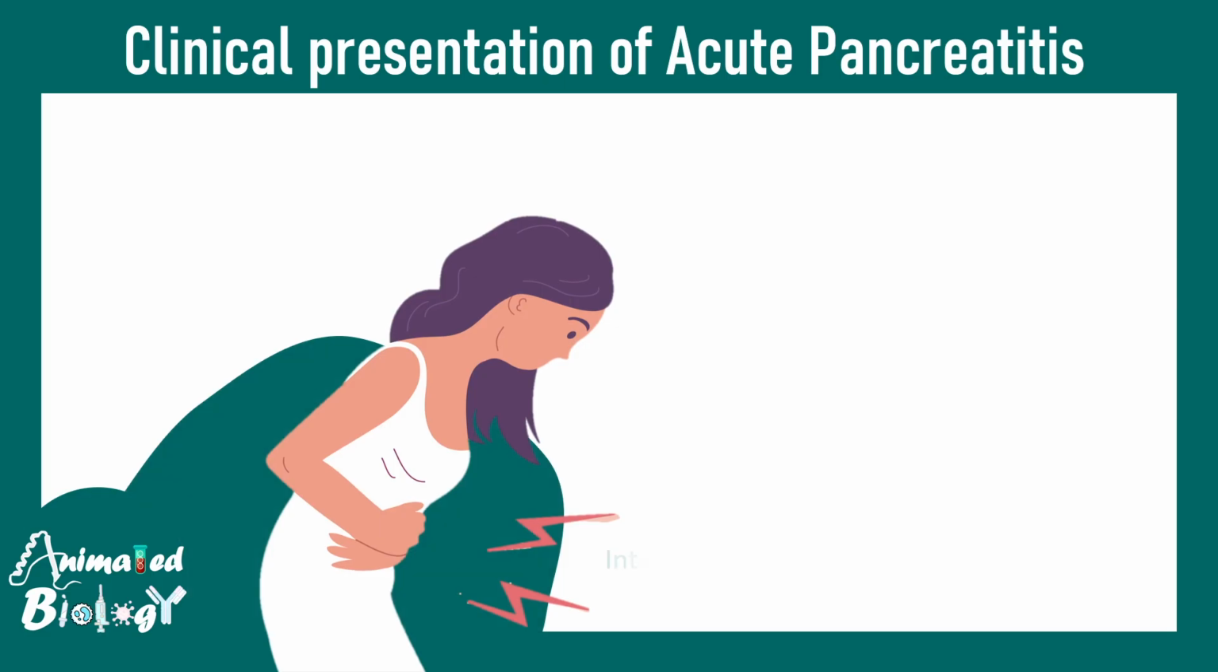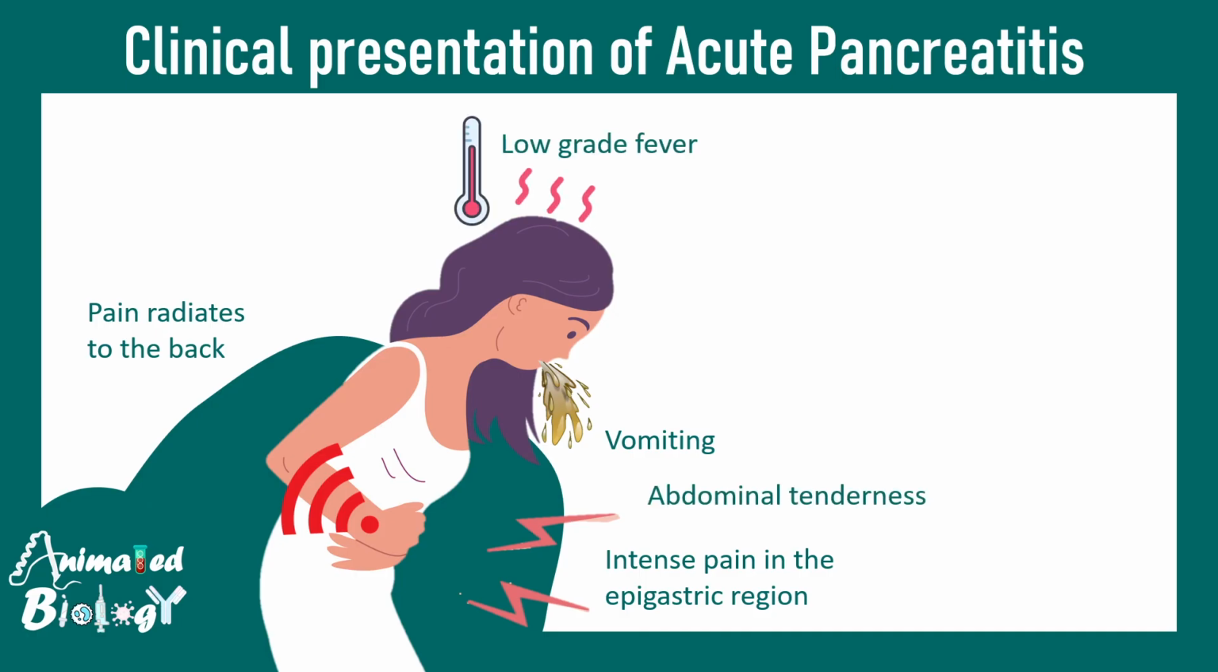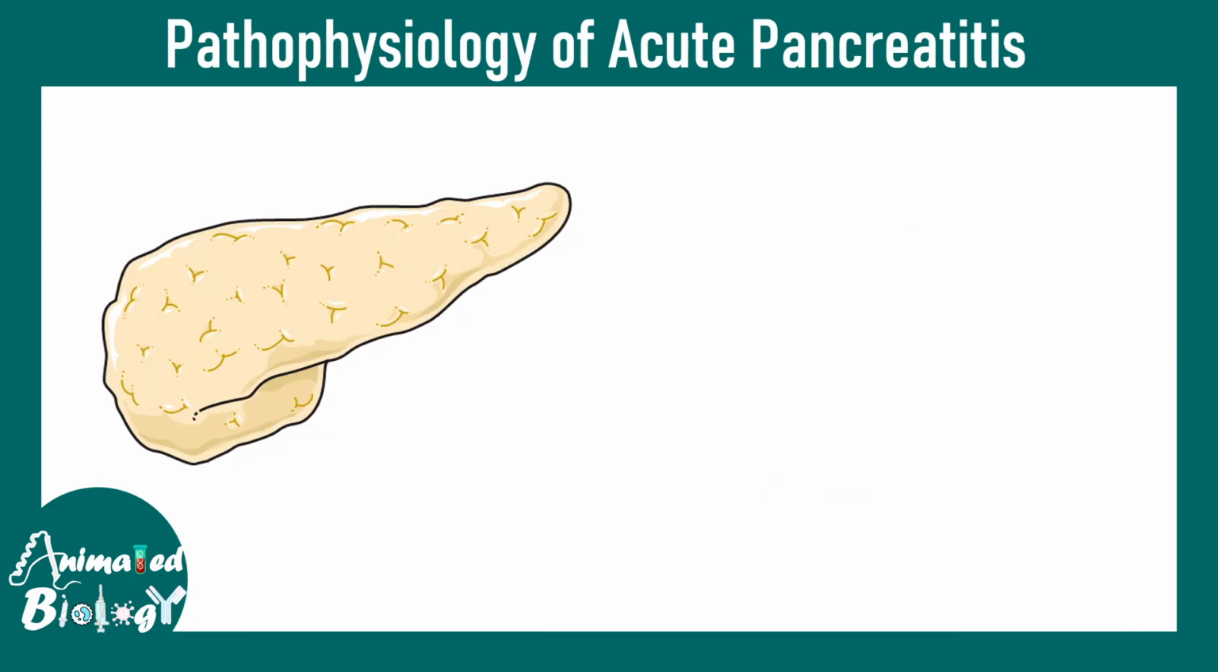The clinical presentation of acute pancreatitis is intense epigastric pain. Pain can radiate to the back, with vomiting, abdominal tenderness, low-grade fever, tachycardia, etc. The diagnosis is based on all these clinical symptoms and the serum amylase level. The serum amylase would be abnormally high in this case. Let's talk about the pathophysiology of acute and chronic pancreatitis in a subsequent manner.